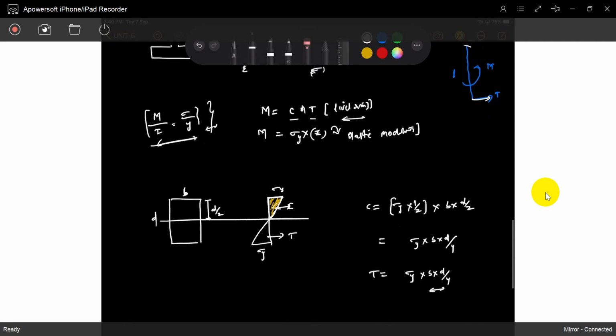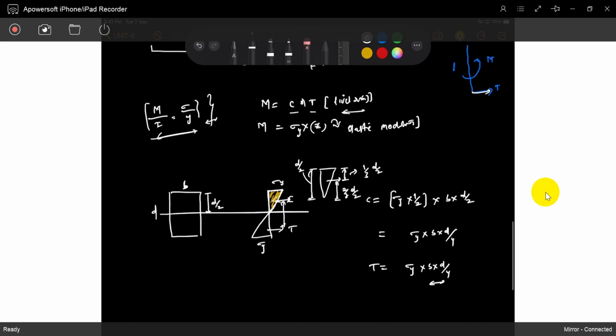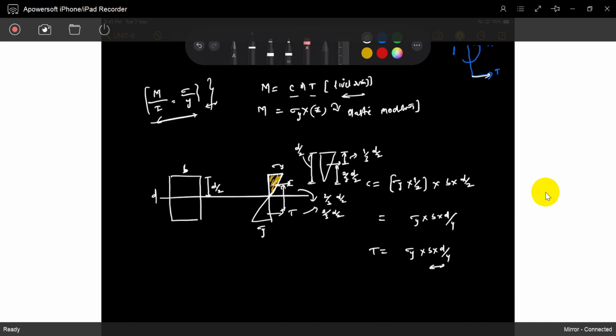So what is the lever arm? See, it is a triangular force. Exactly at the center of gravity. The total is d by 2. One third of d by 2, so the remaining is 2/3 of d by 2. This is 2/3 of d by 2, and this is also 2/3 of d by 2. The total is 4 by 3 of d by 2.